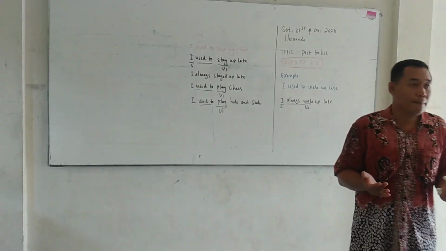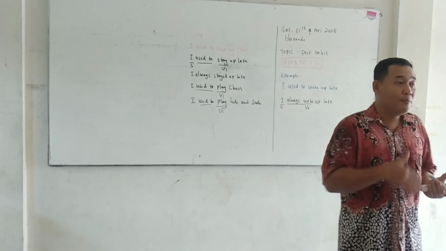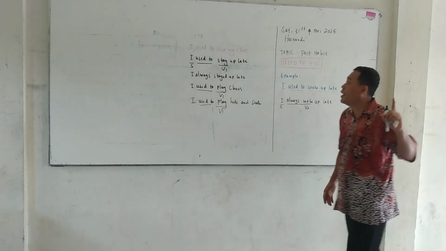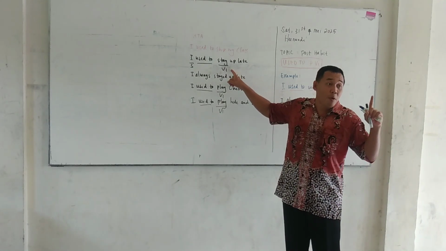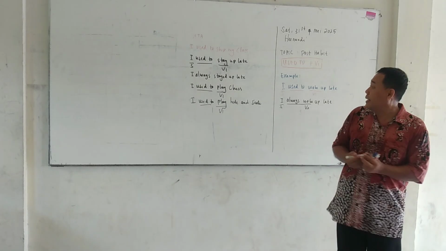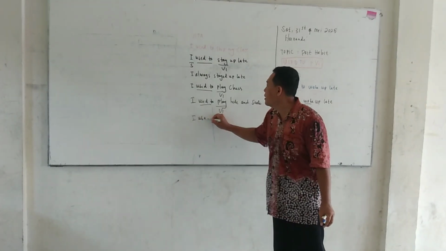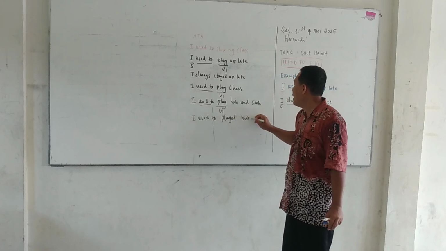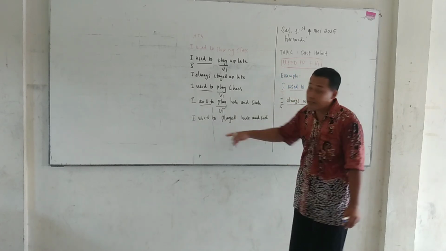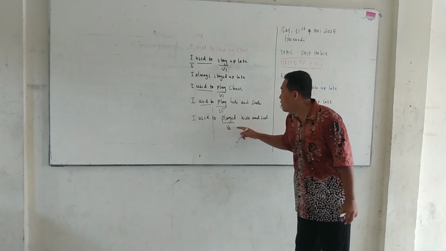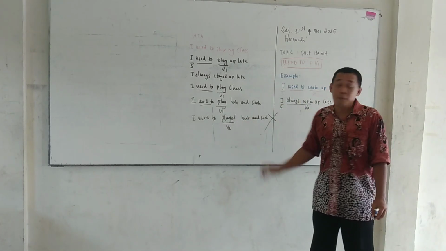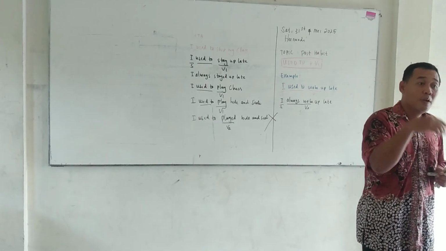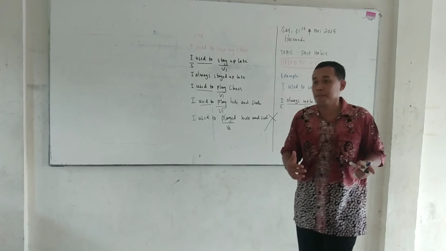Do you understand? Do you have any more questions before we go on? No? Okay, remember that after used to, you must use verb one, not verb two. We cannot say, I used to played hide and seek. Have a look, this one is verb two, so it is completely wrong. You must use only verb one, not verb two, not verb three. Okay, do you understand, everybody?